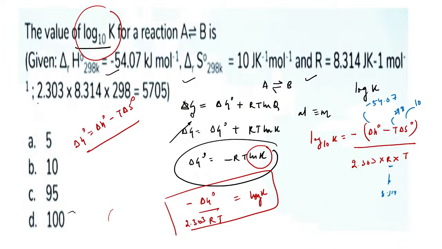Alright, so they have already given you 2.303 into R into T, which is 5705. So in place of this whole thing, you have to use 5705. Just calculate this value and tell me the correct answer. So what answer are you getting?